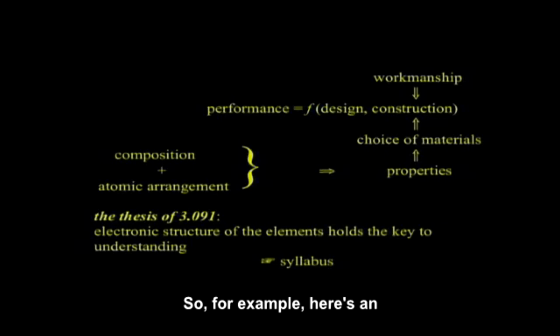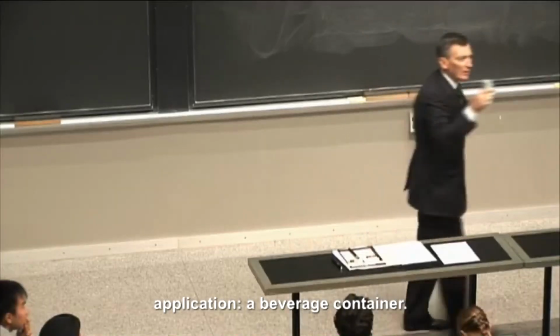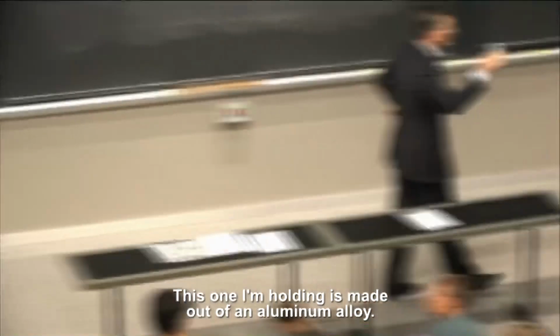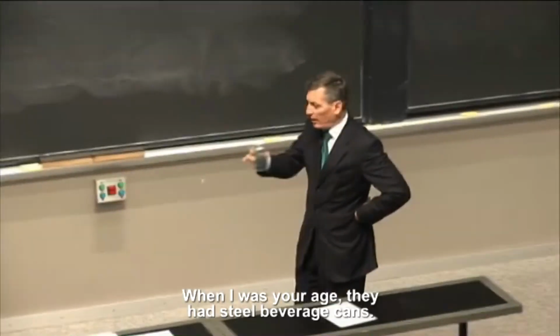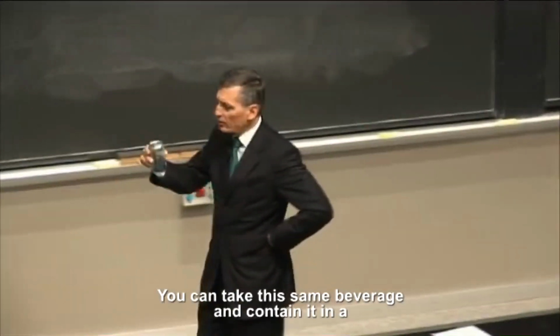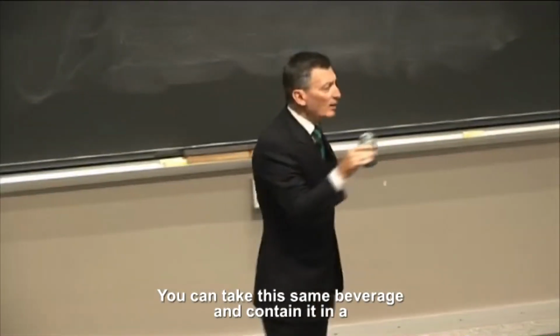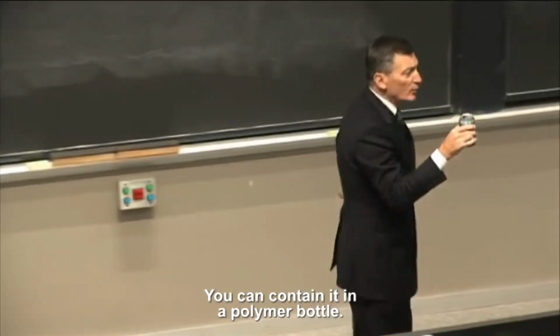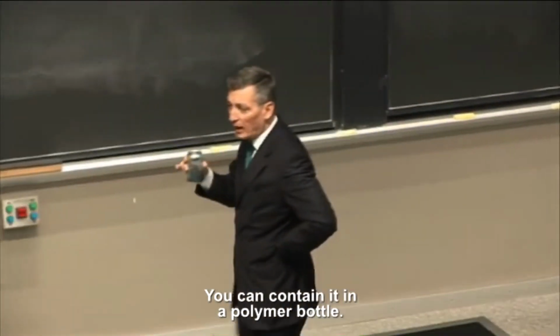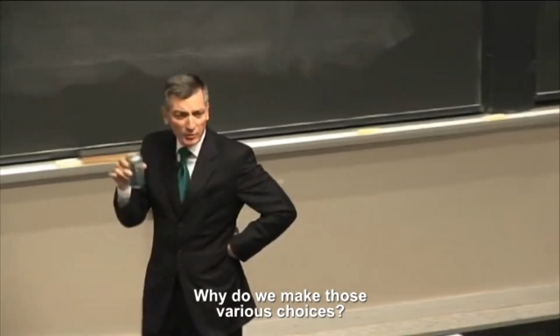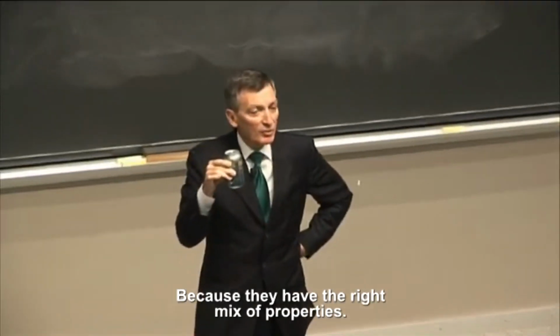So, for example, here's an application, a beverage container. This what I'm holding is made out of an aluminum alloy. It's a metal. When I was your age, they had steel beverage cans. You can take this same beverage and contain it in a glass bottle. You can contain it in a polymer bottle. Why do we make those various choices? Because they have the right mix of properties.